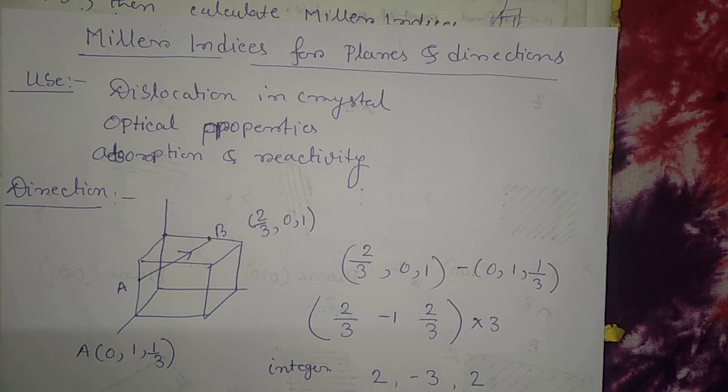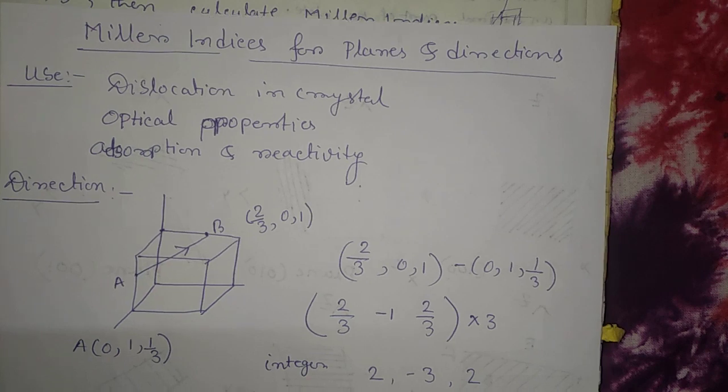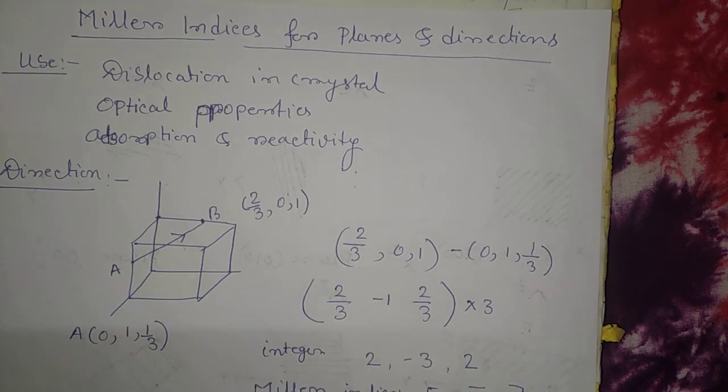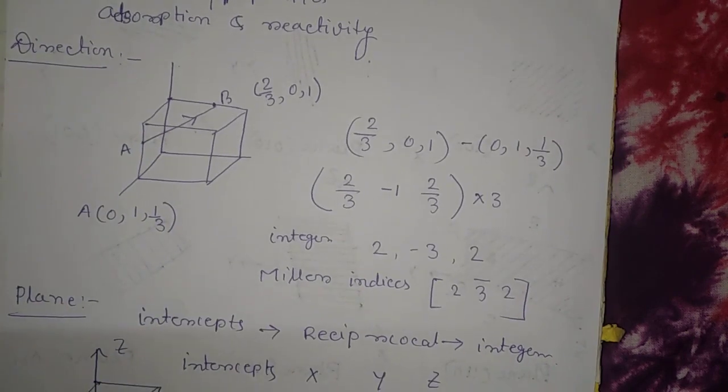atomic arrangement also, and the atomic arrangement plane is basically identified with the Miller indices and the direction also. The different reactivity and surface tensions are also identified with the Miller indices. Okay, these are the uses of the Miller indices. Now let us take an example.